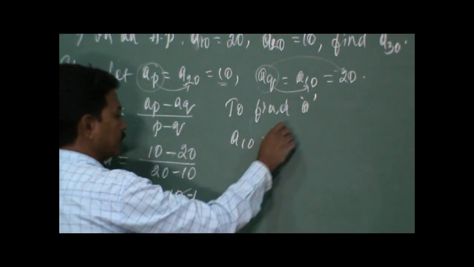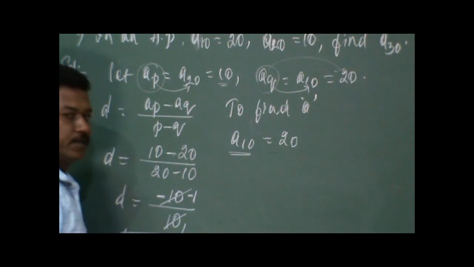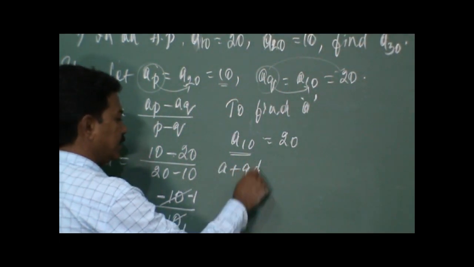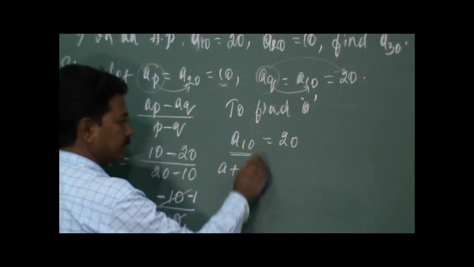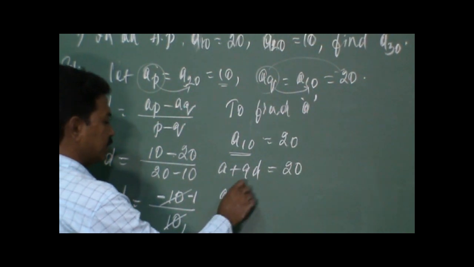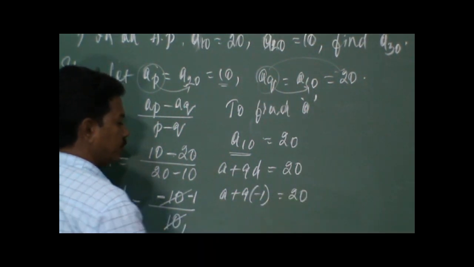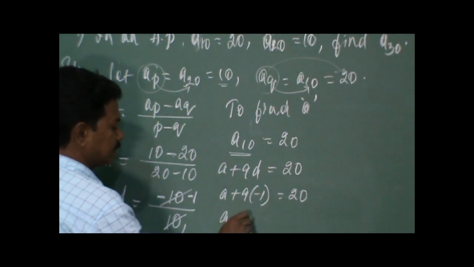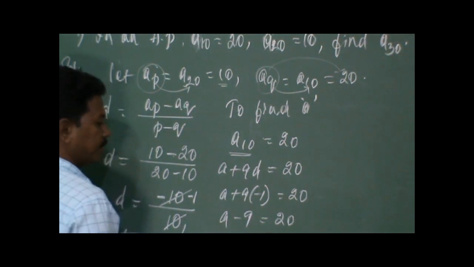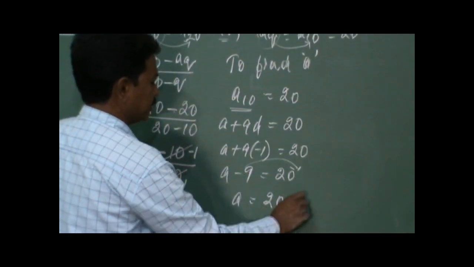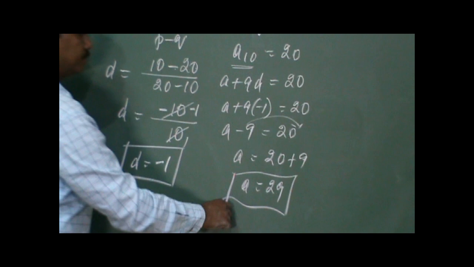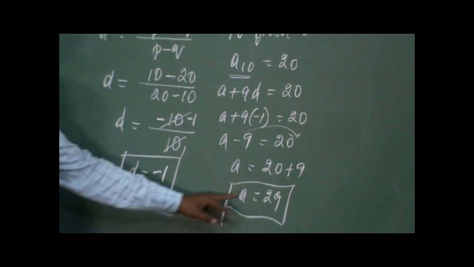So A10 is equal to 20. You have to define A10. So A10 can be defined as A plus 9D, that is 9 times the common difference added to the first term gives the 10th term. So A plus 9D is 20. D value is ready. A plus 9 into minus 1 is equal to 20. A plus into minus is minus 9, equal to 20. A is equal to 20, minus 9 gets transferred to the RHS, it becomes plus 9. So A is equal to 29. So the first term is 29.